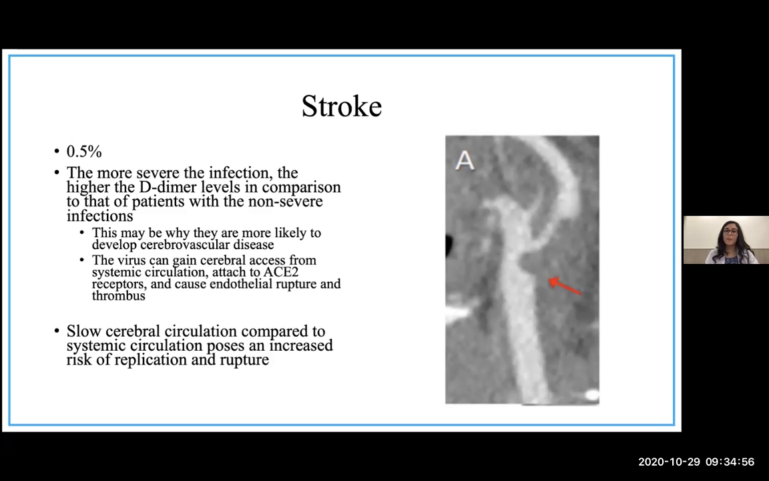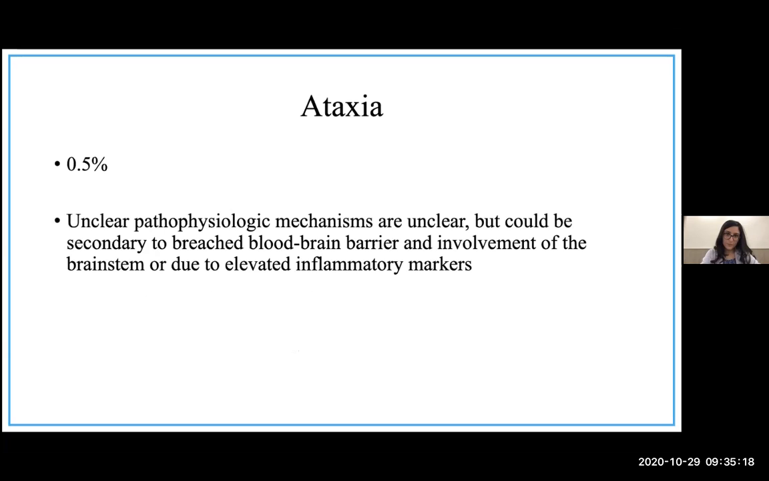replication and rupture. This is a CT angiography here of a 33-year-old woman. She presented with fever and cough, and upon CT angiography, they found a microthrombus in the common carotid artery and near the bifurcation of the internal carotid artery. So she was proven to have COVID-19 as well as a stroke.